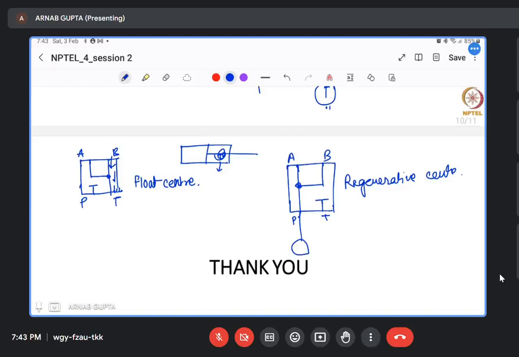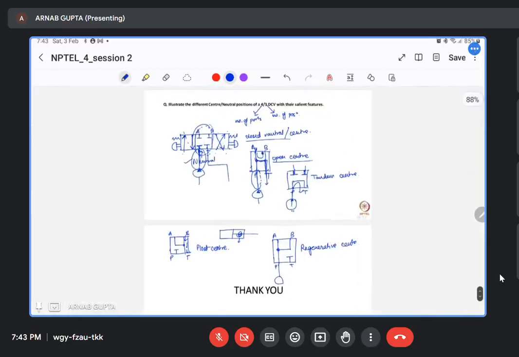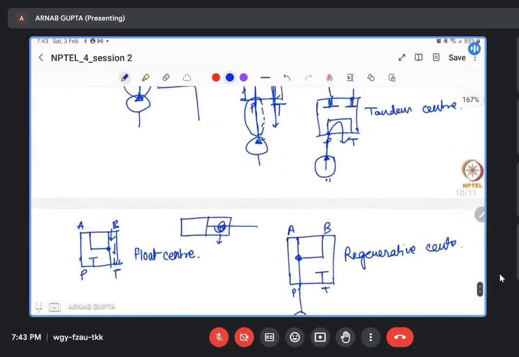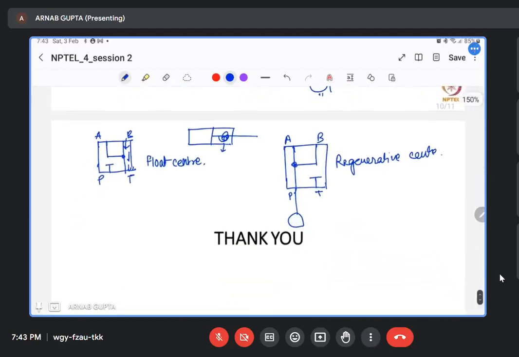So in this type of operation, although you are preventing the pressure buildup in this line, still you see that the energy of the pump is going to waste because it is simply pumping the liquid from the tank back to the tank. That is not desirable, right? So what happens in case of regenerative center? Suppose, so here you can see that the P line is connected to both A and B.